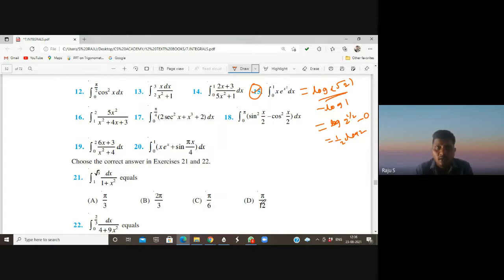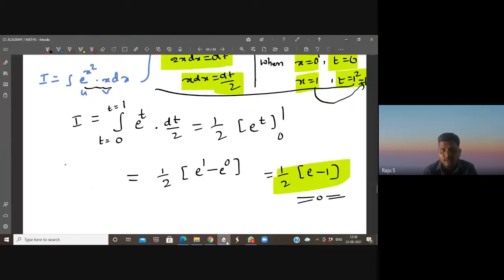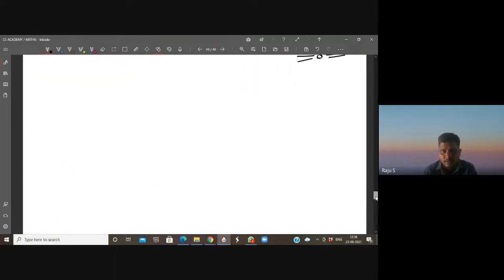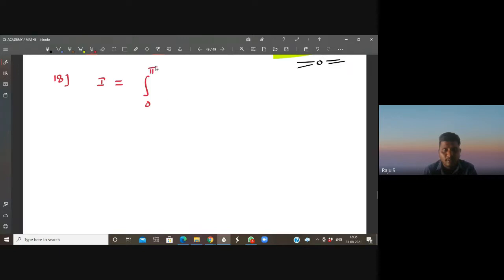Yeah, let us take another question. When you see this question number 18, it's easy. The integral from 0 to pi of sine square x by 2 minus cos square x by 2 into dx.